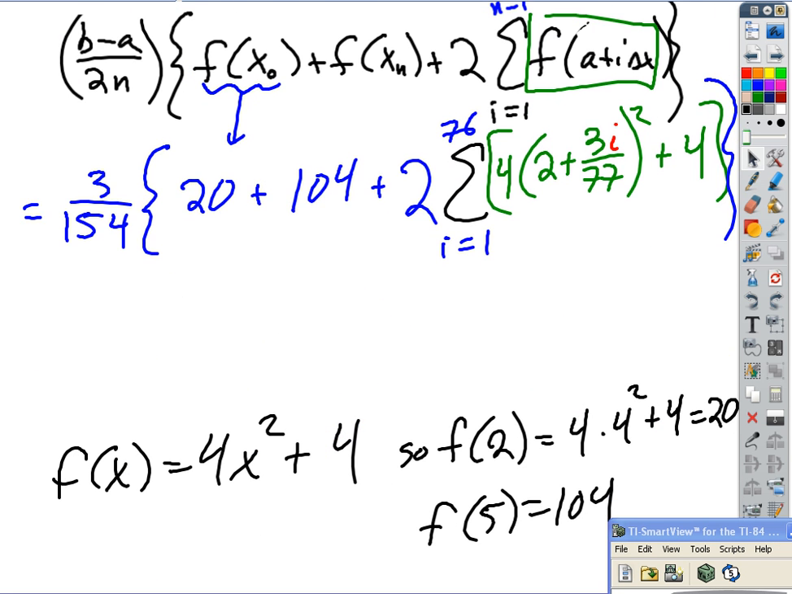Did you do the square? So is that a 104? Yeah, and you got that because I just plugged 5 into that: 4 times 5 squared plus 4. 100, because 5 squared is 25.